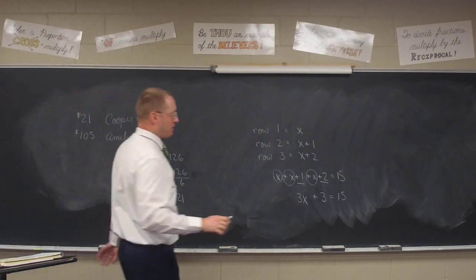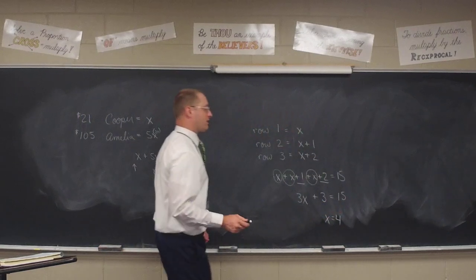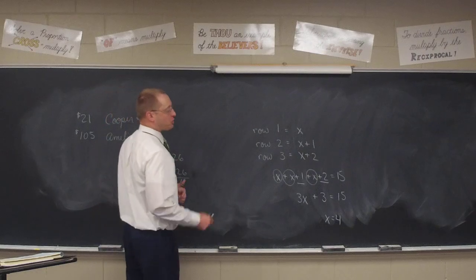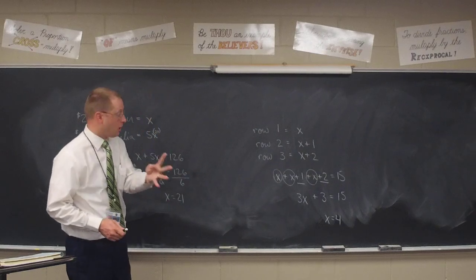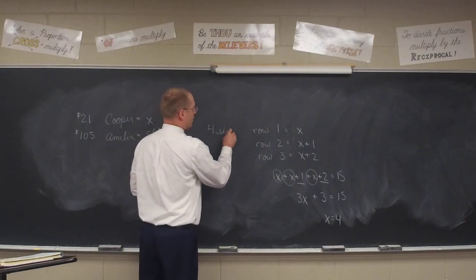When we subtract 3, we divide by 3. We end up getting x equals 4, but we're not done because that doesn't tell us how many students are in each row. Class, which row has 4 students? The first row, because x is 4. First row has 4 students.